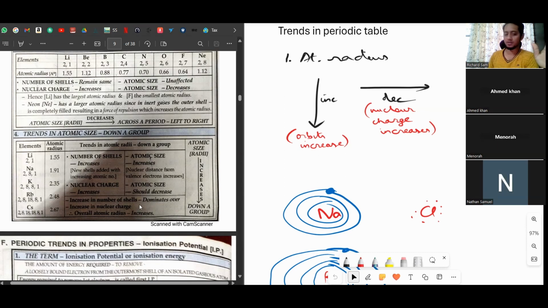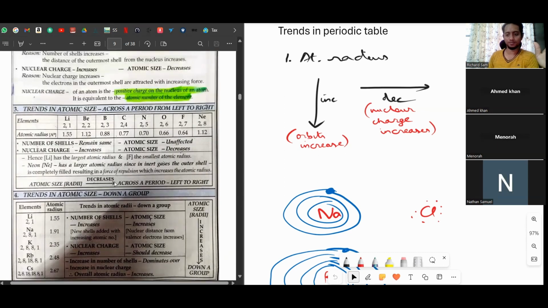Clear, everyone? Any doubt in atomic size? No.